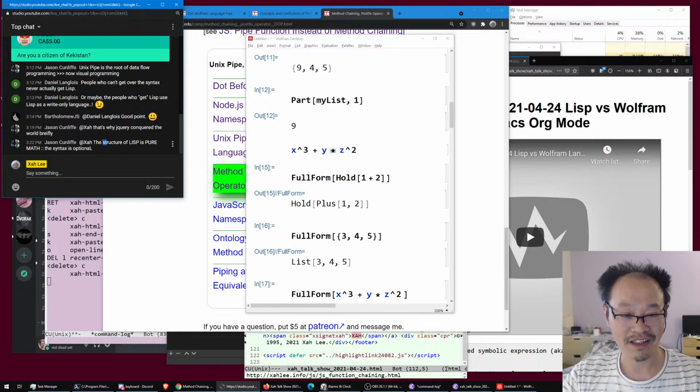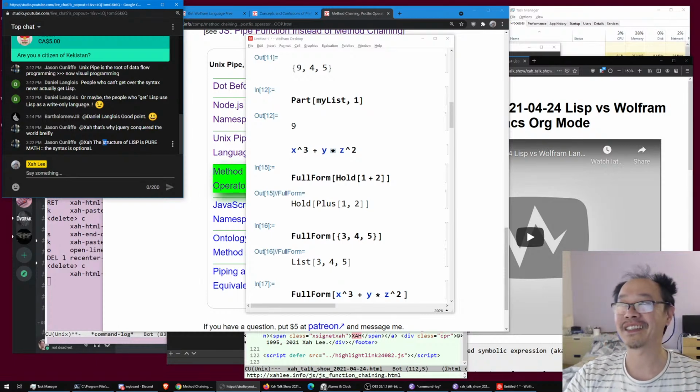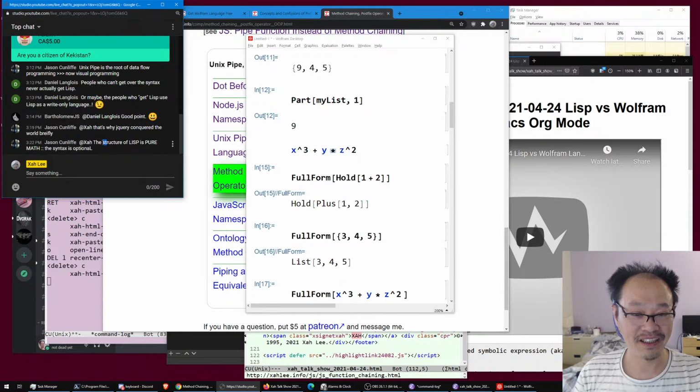So Jason says the structure of Lisp is pure math. The syntax is optional. I don't agree. I disagree. Because anyway, that's getting philosophical.